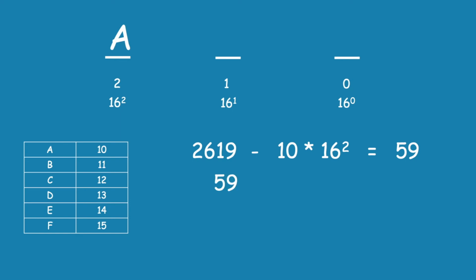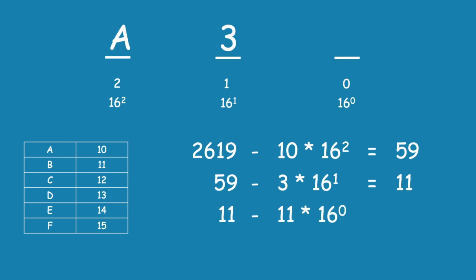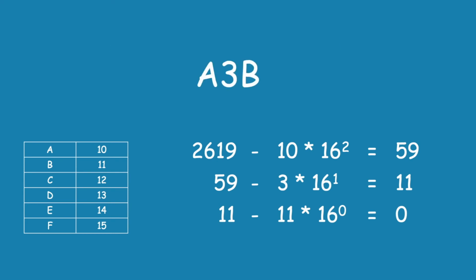16 goes in 3 times into 59, leaving a value of 11. So we put a 3 in that position. Lastly, 16 to the 0 goes in 11 times into 11, so we put 11 in the final spot, which is B. We are left with 0 remaining, so the value is A3B.